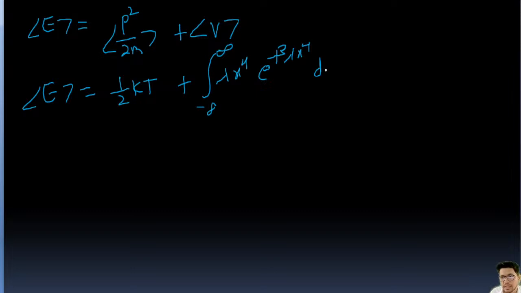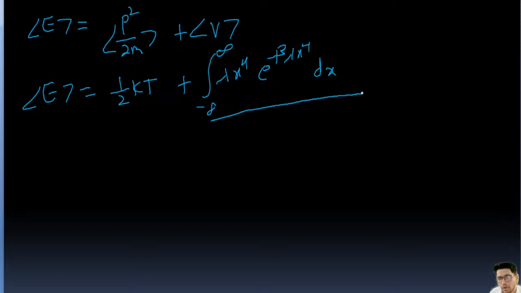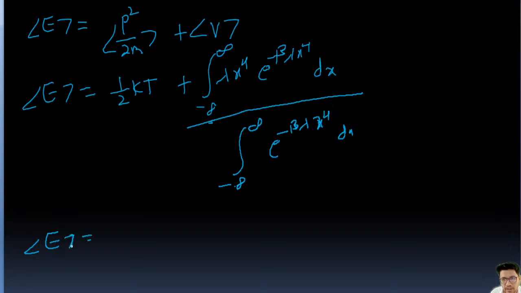So this is dx, one dimension, right? Integration from minus infinity to plus infinity of e to the power minus beta lambda x to the power 4 dx. This integration we need to find out. It's an easy integration. I'll tell you the trick, the procedure and the formula for it.